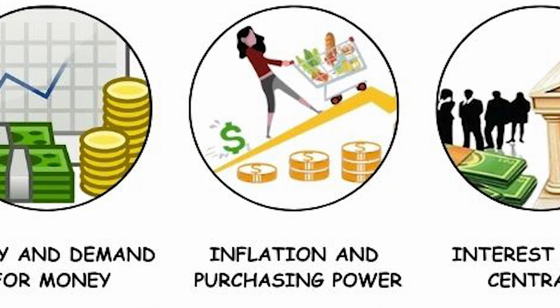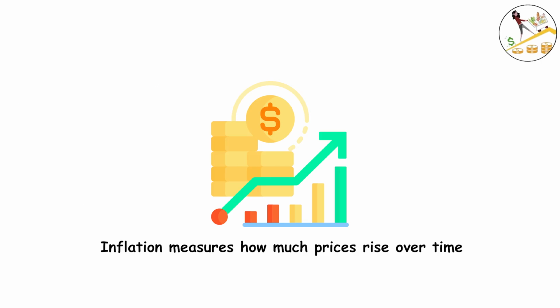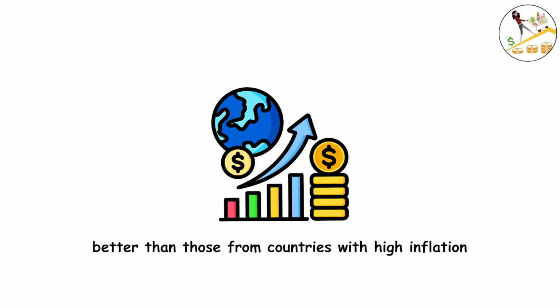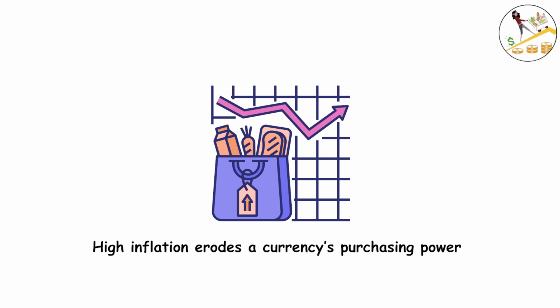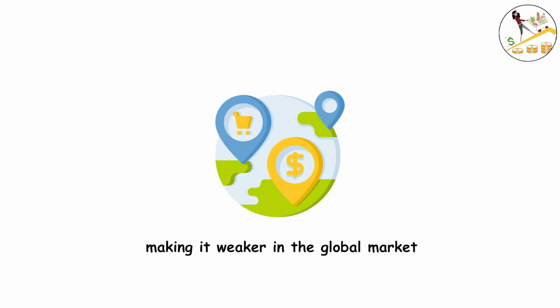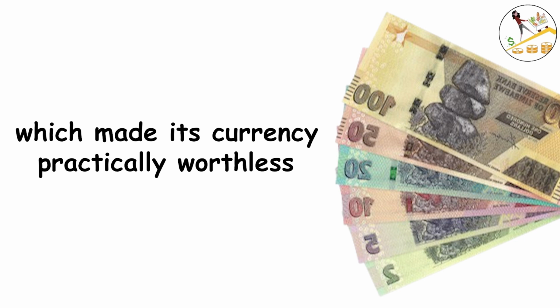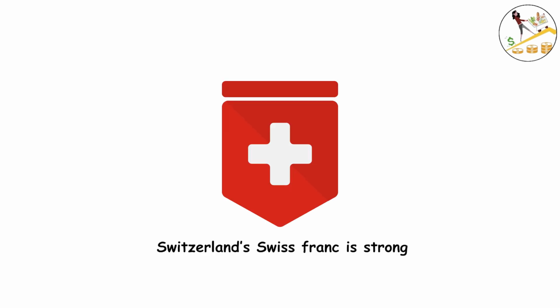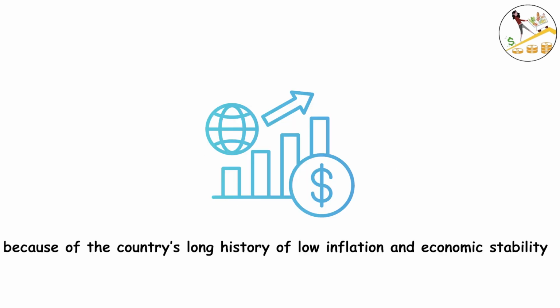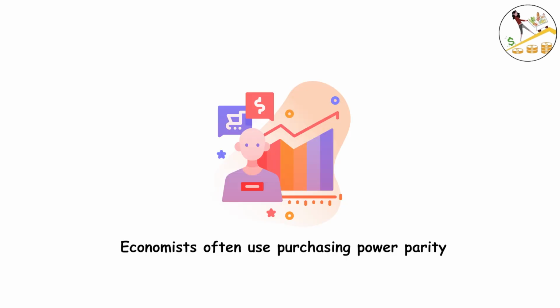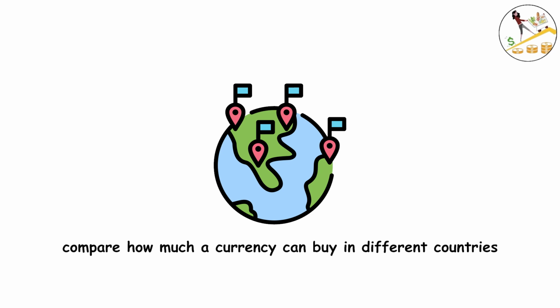Inflation and purchasing power. Inflation measures how much prices rise over time. Currencies from countries with low inflation tend to retain their value better than those from countries with high inflation. High inflation erodes a currency's purchasing power, making it weaker in the global market. For example, Zimbabwe experienced hyperinflation in the late 2000s, which made its currency practically worthless. On the other hand, Switzerland's Swiss franc is strong because of the country's long history of low inflation and economic stability. Economists often use purchasing power parity to compare how much a currency can buy in different countries.